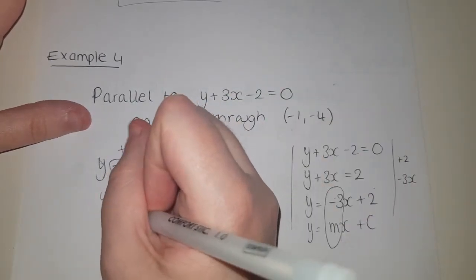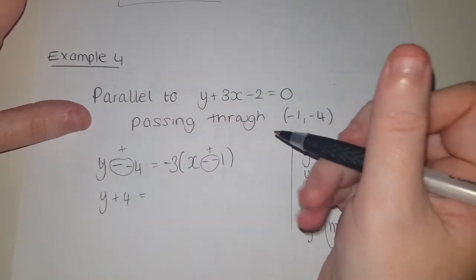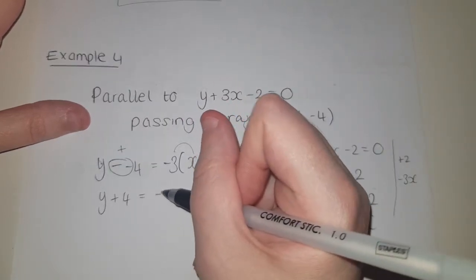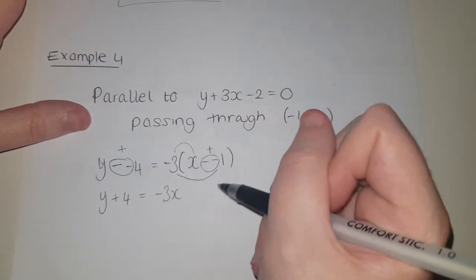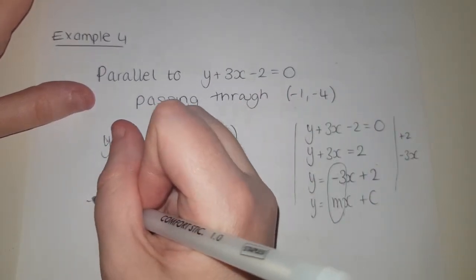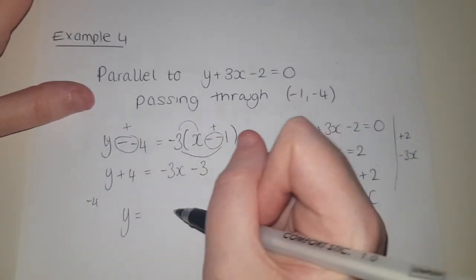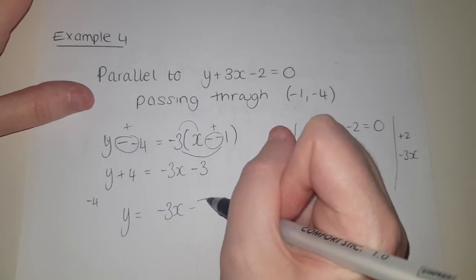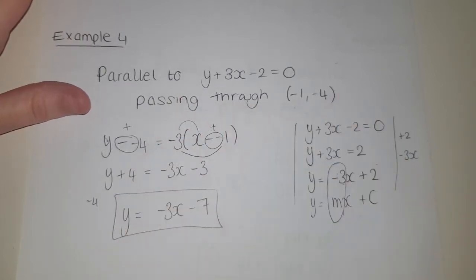So what I've actually got is y plus 4 on the left-hand side, and on this side minus 3 times x is minus 3x, minus 3 times 1 is minus 3. And then all I'm going to do is subtract 4 from both sides, so y is equal to minus 3x minus 7, and that's it. I've got my equation of my line.